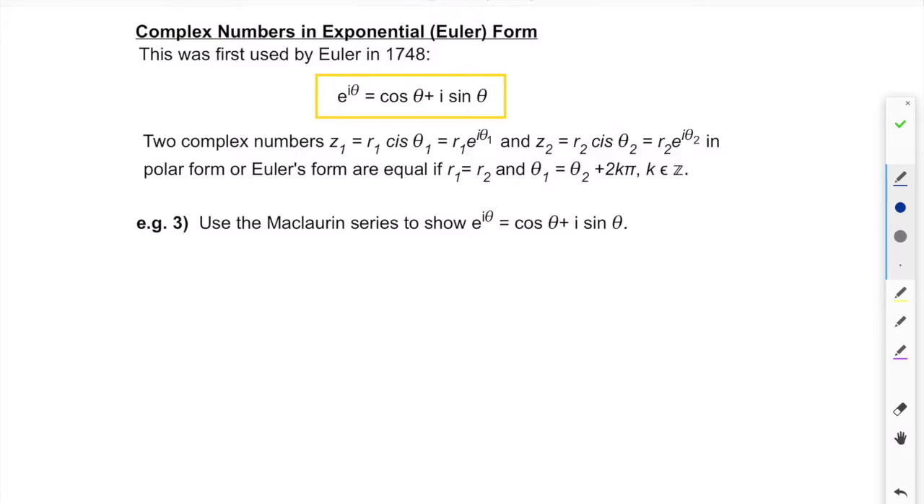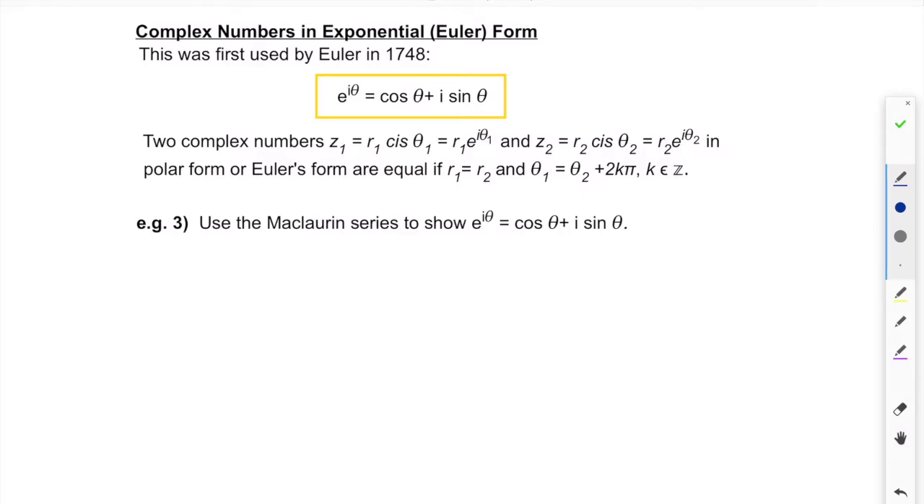Another way to represent complex numbers is using what's called Euler's form, or the exponential form. This notation was first used by Euler in 1748. Basically, Euler says that, well, let's combine. This is like the most elegant form in math, I would argue, because you've got trig, cosine and sine, you've got your special constant e, the exponential function, and then you have a real part and an imaginary part. This is beautiful. Okay, so Euler says that we can represent cosine theta plus i sine theta in the form of e to the power of i theta.